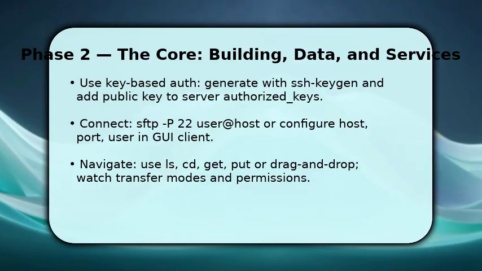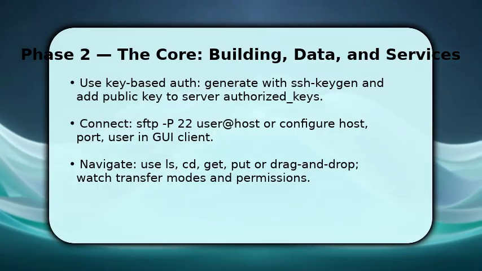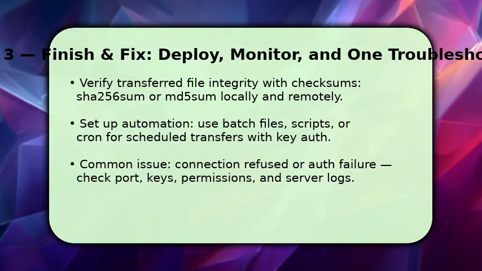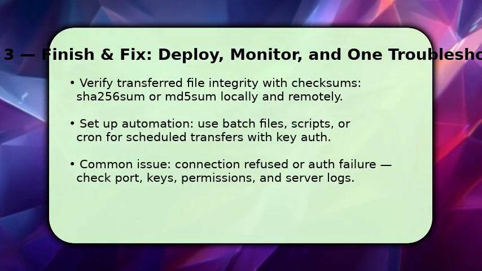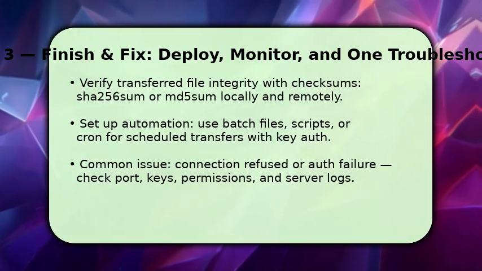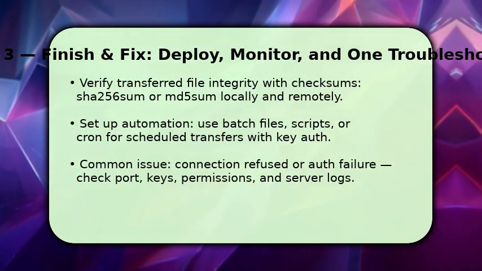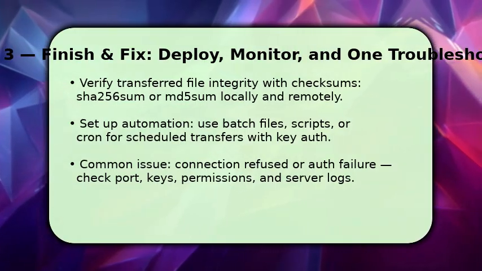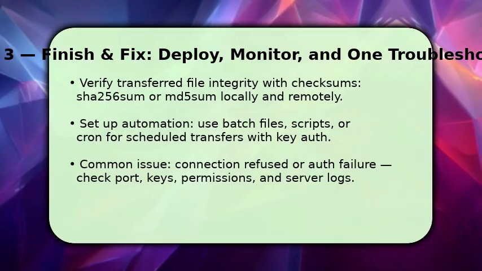You finish by confirming success and setting up reliability. Verify file integrity using checksums like sha256sum on both sides. This prevents subtle corruption. For recurring tasks, automate with a script or cron job, using key-based auth so passwords are not needed. If something goes wrong, start troubleshooting.